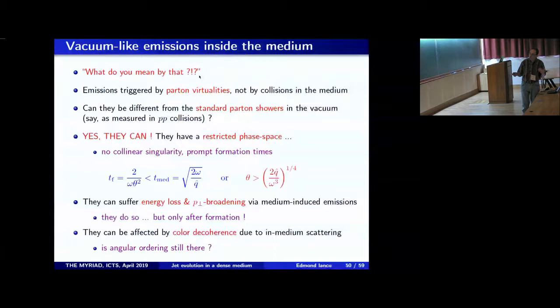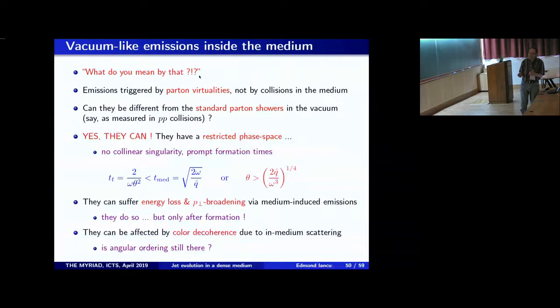So they are no longer coherent, because the emission angle for these emissions should be larger than this typical scale set by the medium. So they're large-angle, short-formation-time emissions. If they don't satisfy this criteria, they cannot exist. So there is a constraint as compared to the vacuum.